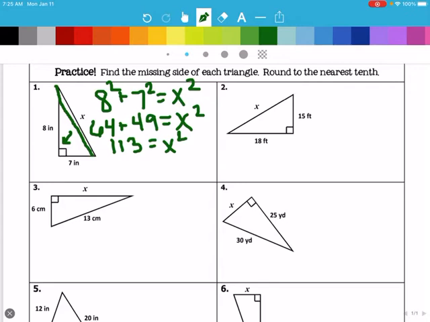And then it's still x squared, so to undo the square, we have to do a square root. So this is where we do the square root of both sides. And now we get x by itself. And the square root of 113 is a decimal, so it does say if we do need to round to the nearest tenth. So I will be rounding to 10.6.